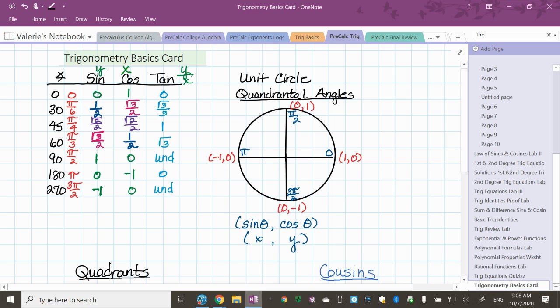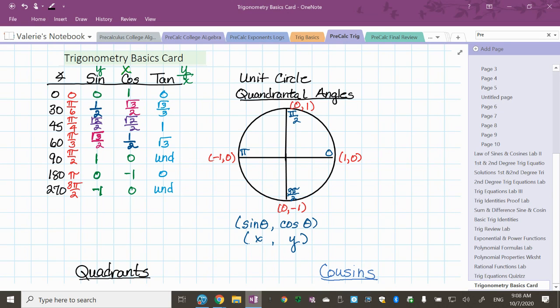So this is basically to help you set up your own trigonometry basics card. I have this great big index card that I like to use the front and back of. You can put this on a piece of paper if you'd like, or you can use the front and back of cards. I have some in my classroom.